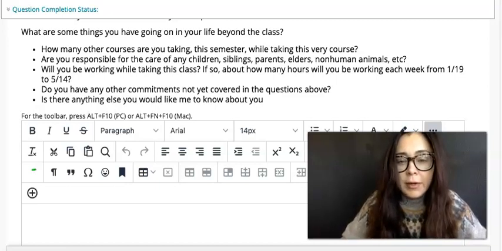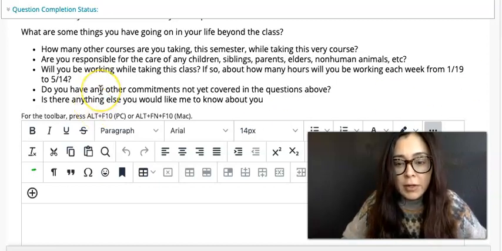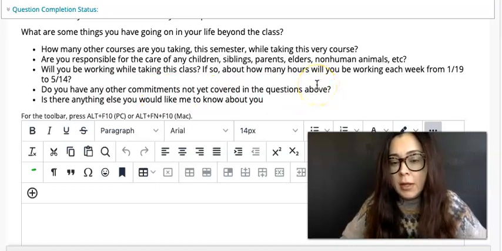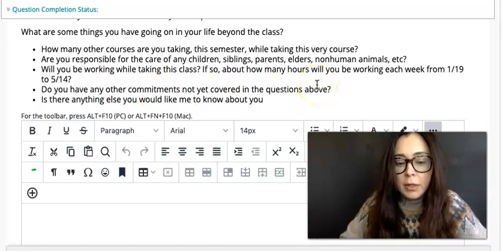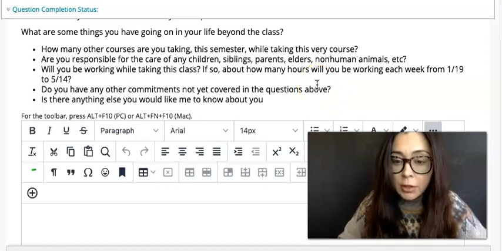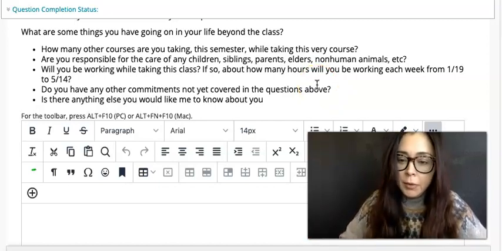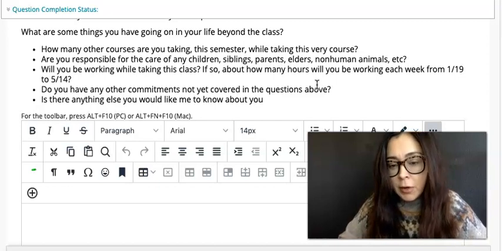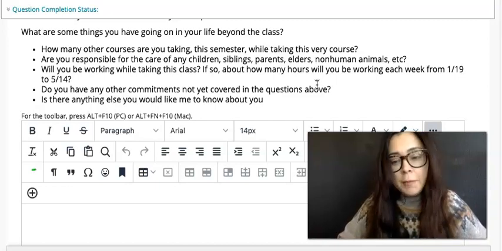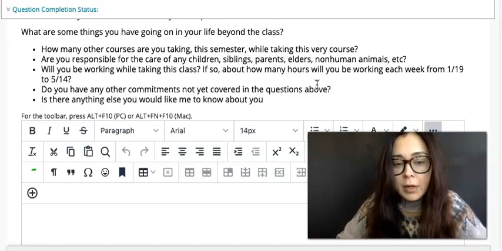Okay, so look, we're getting to the end of this item. So now the question is, do you have any other commitments not yet covered in the questions above? So maybe there are other things. I'm thinking like maybe you have a responsibility in your church, in your neighborhood, maybe you belong to a social political organization or nonprofit. Let me know, how many hours do you dedicate to that? Is that stressful, and whatnot.